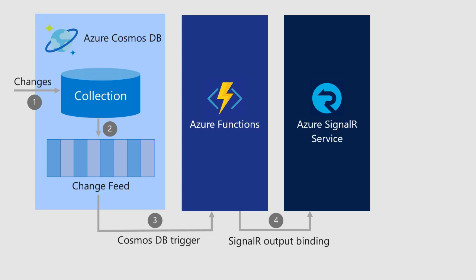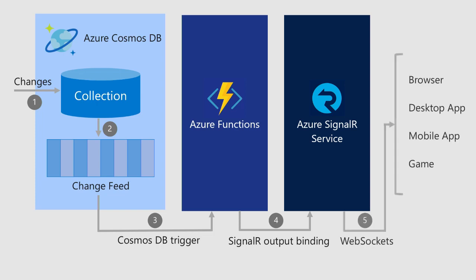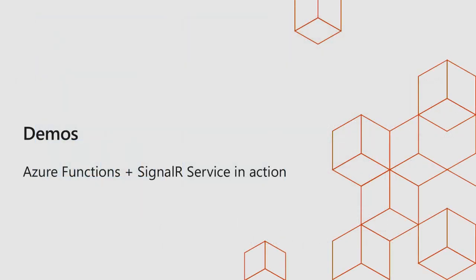And then turn around and use the SignalR output binding in the same function to send messages to SignalR Service, or tell SignalR Service to send messages. And then it's going to go ahead and send messages to the connected clients once it's been called by the function. So enough slides. We'll go look at some demos instead.